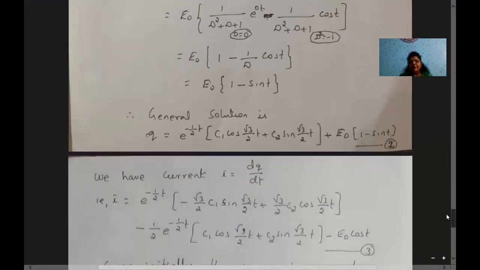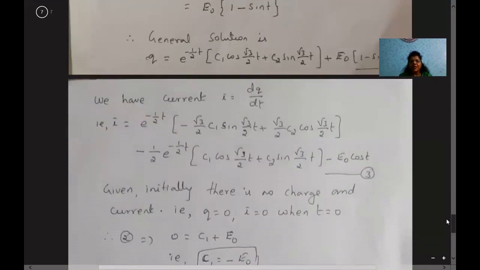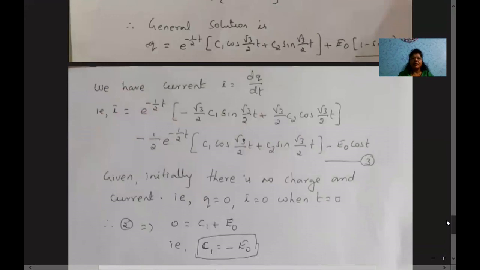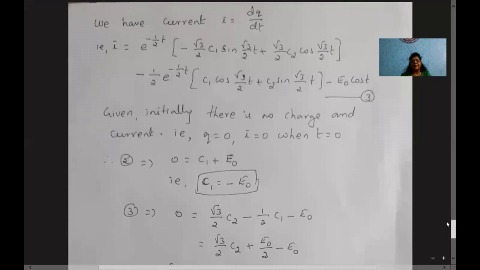Thus, we obtained the complementary function and the particular integral; add both to get the general solution. The general solution is q is equal to e power minus half t of c1 cos root 3 by 2 t plus c2 sin root 3 by 2 t, plus E naught into 1 minus sin t, which I am keeping as equation number 2. Charge is known. How do we find the current? The relation we know is I is equal to dq by dt, which means I have to differentiate q with respect to t.